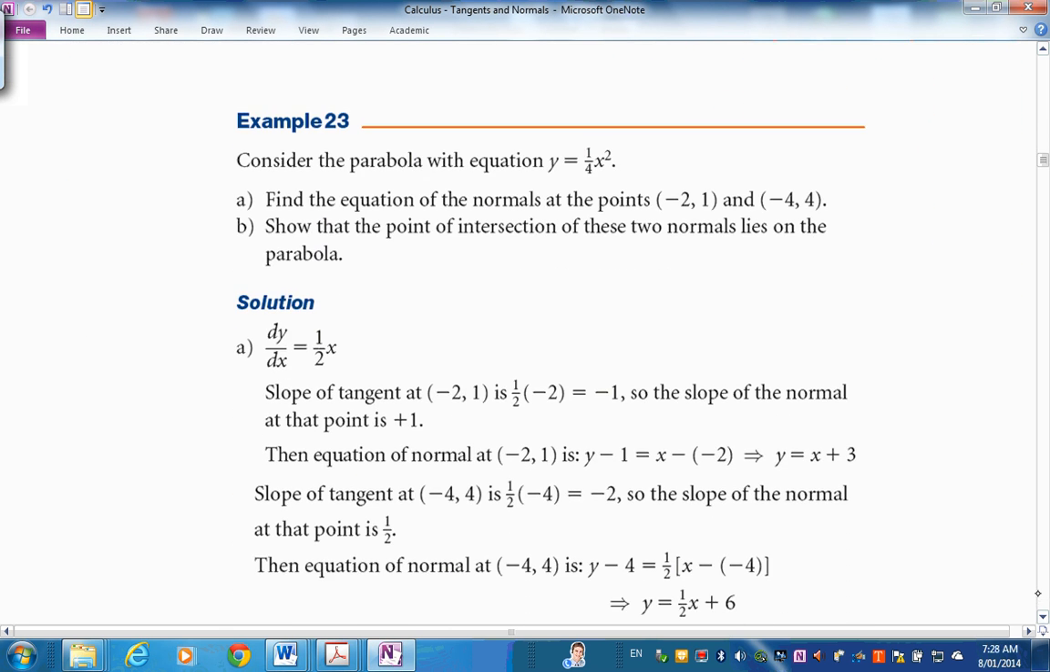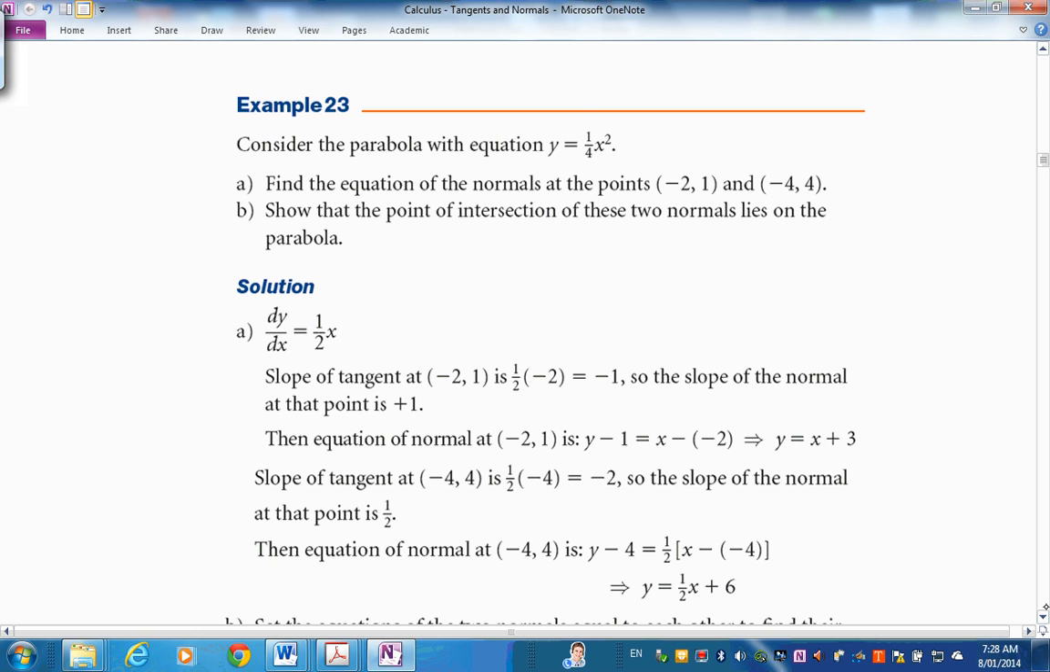Okay, let's have a look at example 23. Consider the parabola with the equation y equals a quarter x squared. Find the normals, not tangents, at (-2, 1) and (-4, 4). So they're being kind to us. They're not making us find the points by just saying x equals -2 and x equals -4. They're giving us the y coordinates as well.